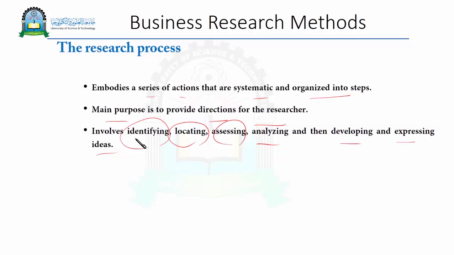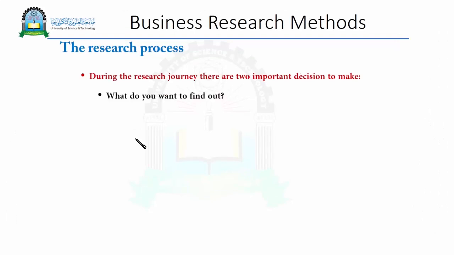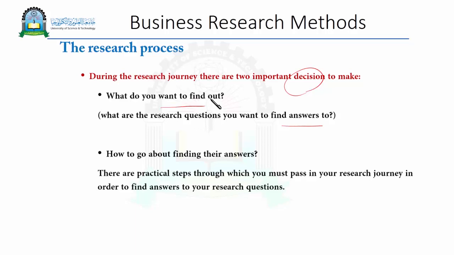So I identify the problem, locate it, assess the problem, then analyze or gather data, analyze, then develop and express ideas. During the research journey, there are two important decisions we take mostly as researchers. The first one is, what do you want to find out? We need to understand this first. So what are the research questions you want to find answers to? So what is the objective, firstly? The second one is how you go about finding their answers, which is the methodology.